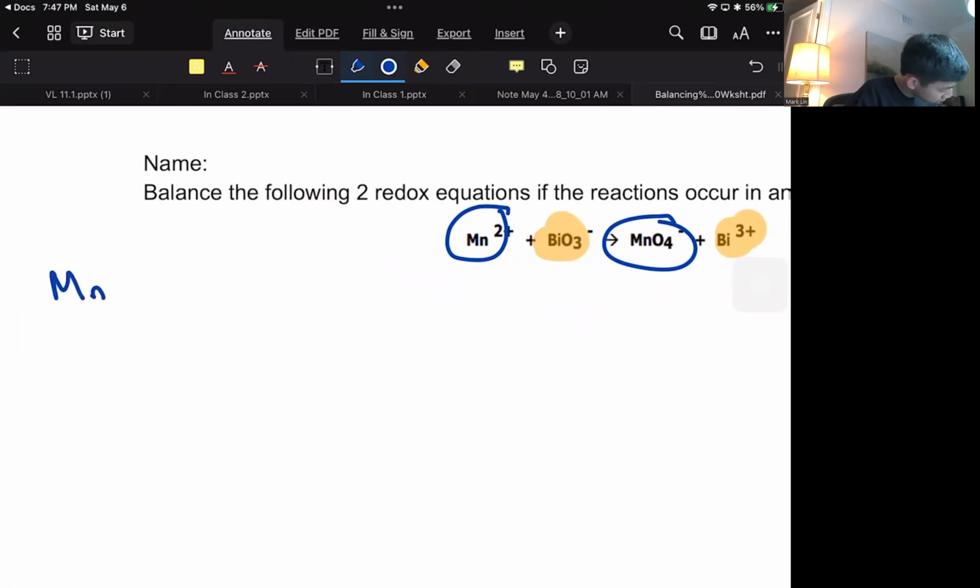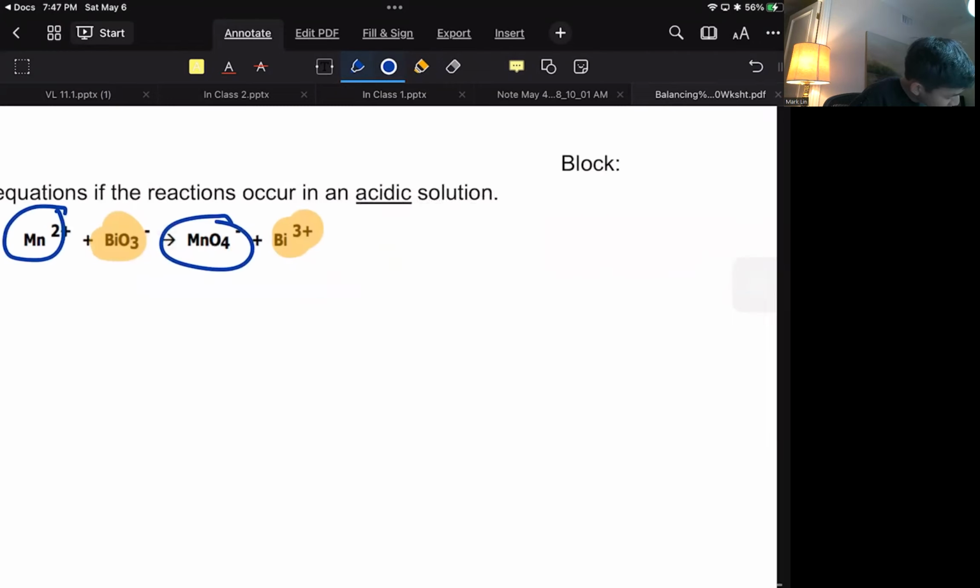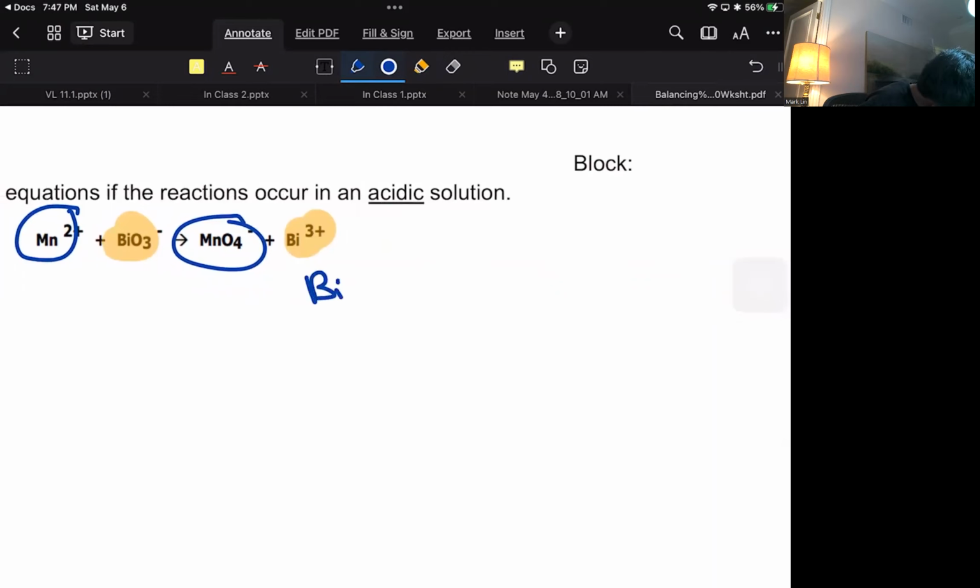So it's Mn2+, we'll put an arrow and go to MnO4. And I'll write the second one as BiO3 minus going to Bi3+.